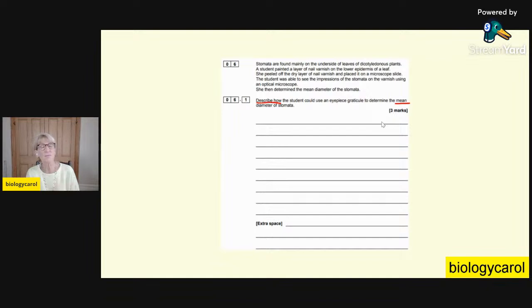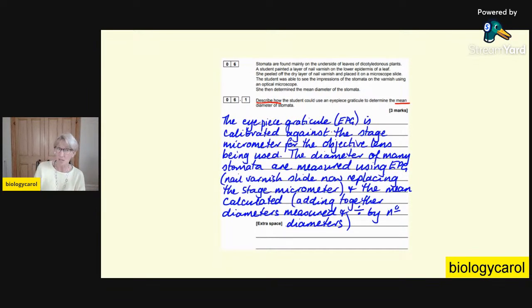Because if somebody has got to find a mean value, you can absolutely guarantee that they have to take many measurements in order to calculate the mean. And in this case, the measurements are of the diameter of stomata. So, many measurements of stomatal diameter. You've got a mark, and I'll prove that to you in a minute. Here's what I wrote, because I do know the method.